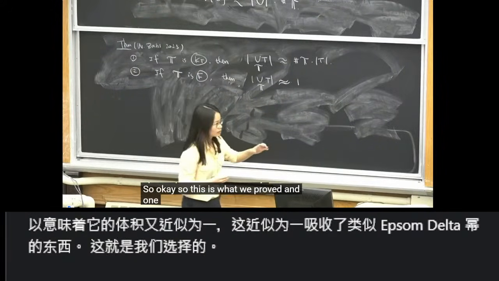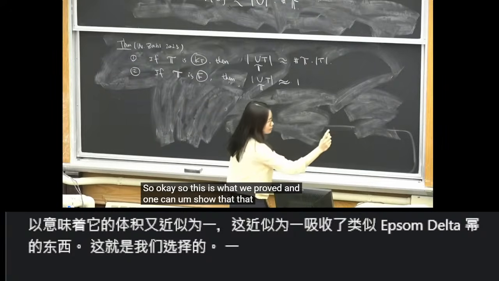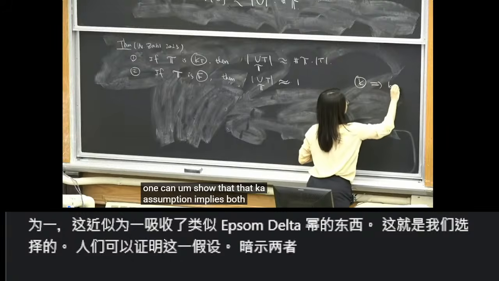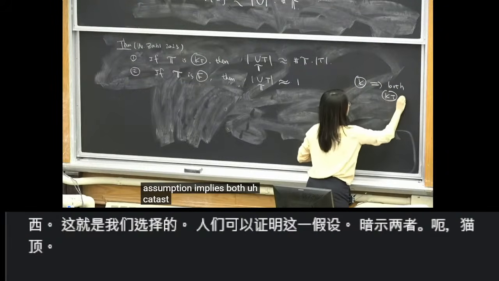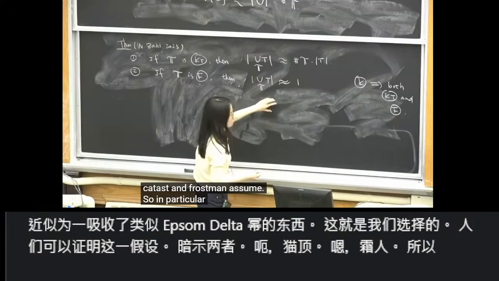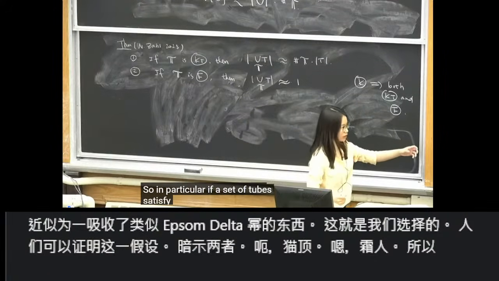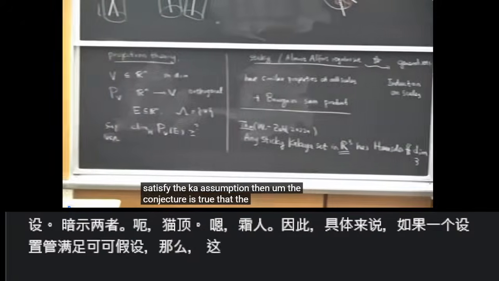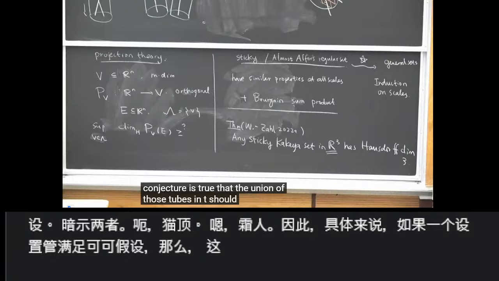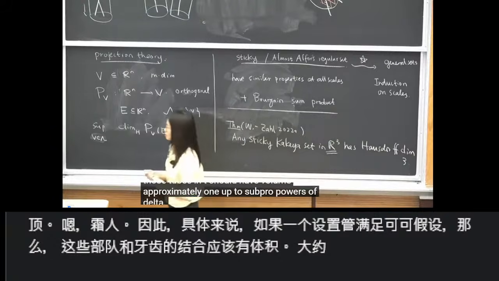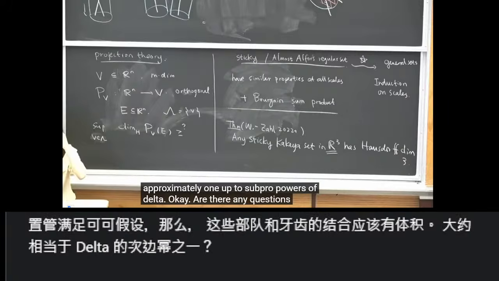And one can show that the Kakeya assumption implies both the Kakeya-Wolff and Frostman-Wolff axioms. So in particular, if a set of tubes satisfies the Kakeya assumption, then the conjecture is true: the union of those tubes in T should have volume approximately 1 up to subpolynomial powers of delta. Okay, are there any questions about it?